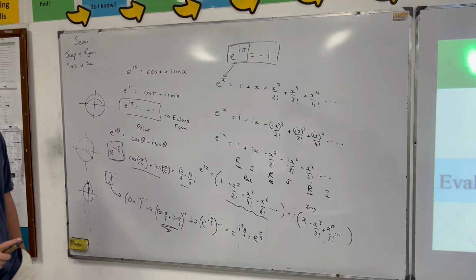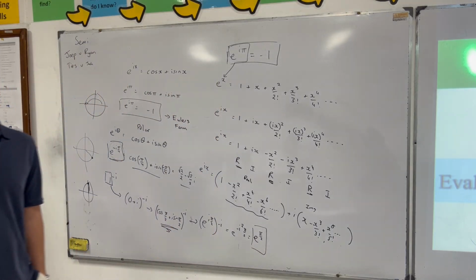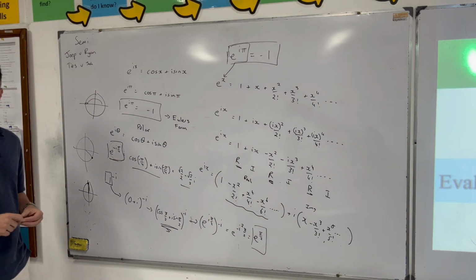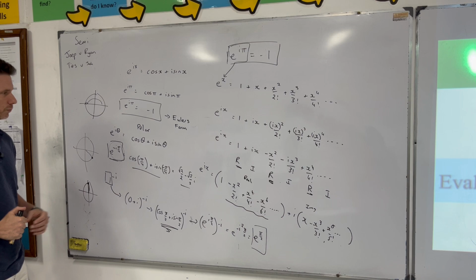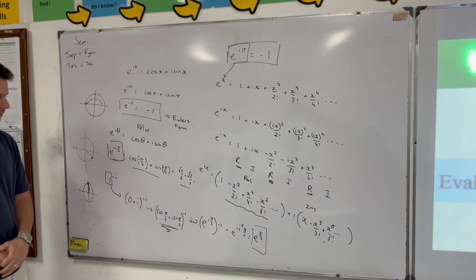So that's a useful way, if it's raised to an awkward power or a complex power, you could use Euler's form and then just apply the power rule. This is going to be on a quiz.